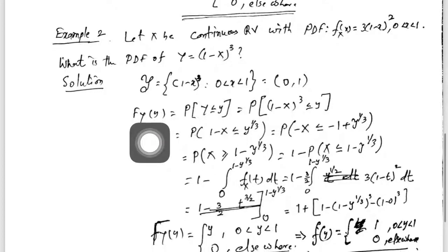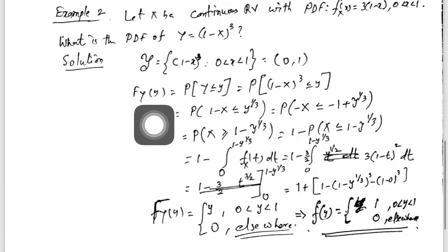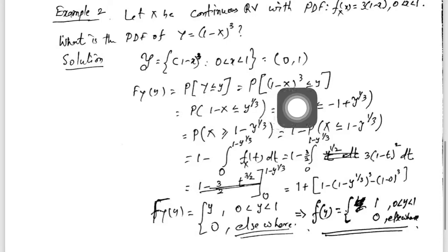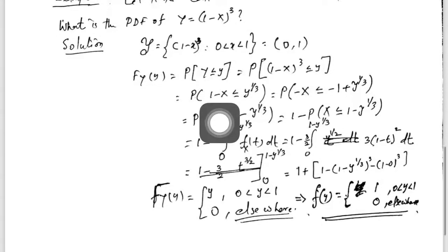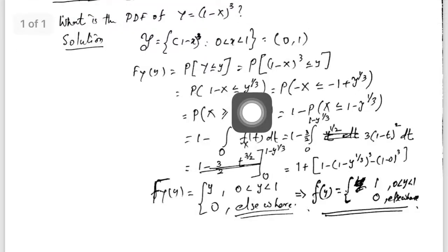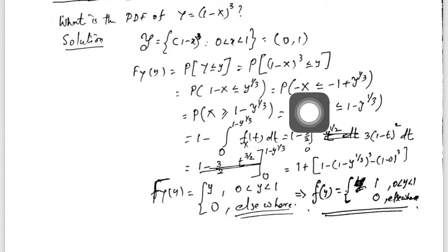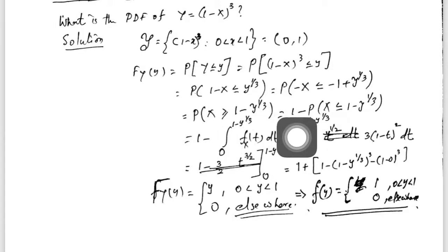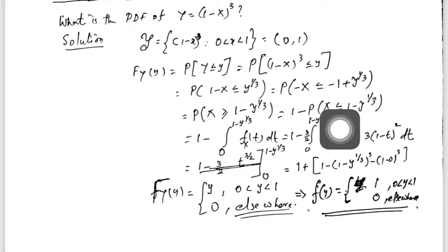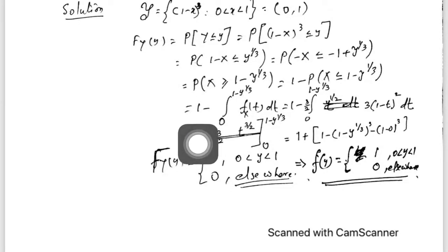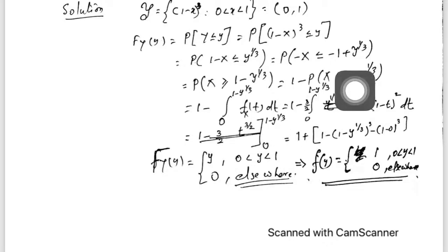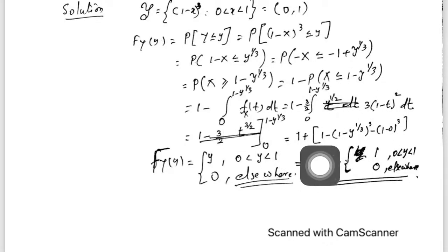And a distribution function can be written like this: probability that Y less than or equal to y, and you know Y is 1 minus x to the power of 3, so probability that 1 minus x to the power of 3 less than or equal to y, and you can take this as 1 minus x is less than or equal to y to the power of 1 by 3, and you can have minus x less than or equal to, and in order to change the sign on both sides, you reverse the inequality, and you take the probability as 1 minus probability of the complement, and you can see that this is 1 minus integral 0 to 1 minus y to the power of 1 by 3 f t dt, and on direct integration you will see that it is equal to this.